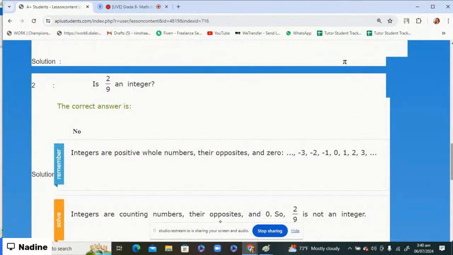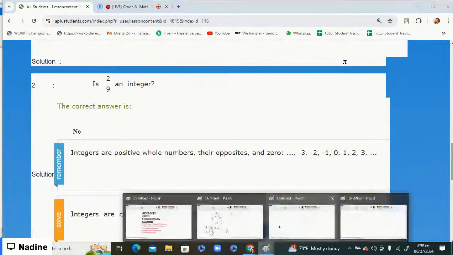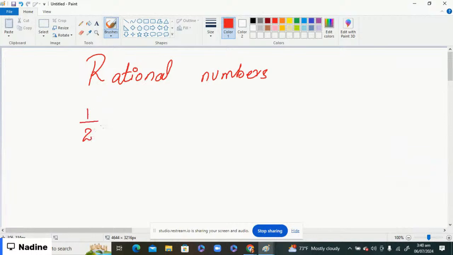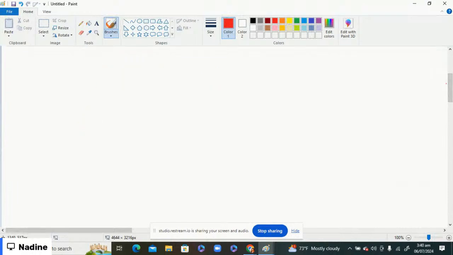If you have numbers like this, look here. What are rational numbers? Basically, rational numbers are in the form of 1 by, okay, like in this way. And what are integers basically? Integers are in the form of, I'm going to write it down here, the integers now.